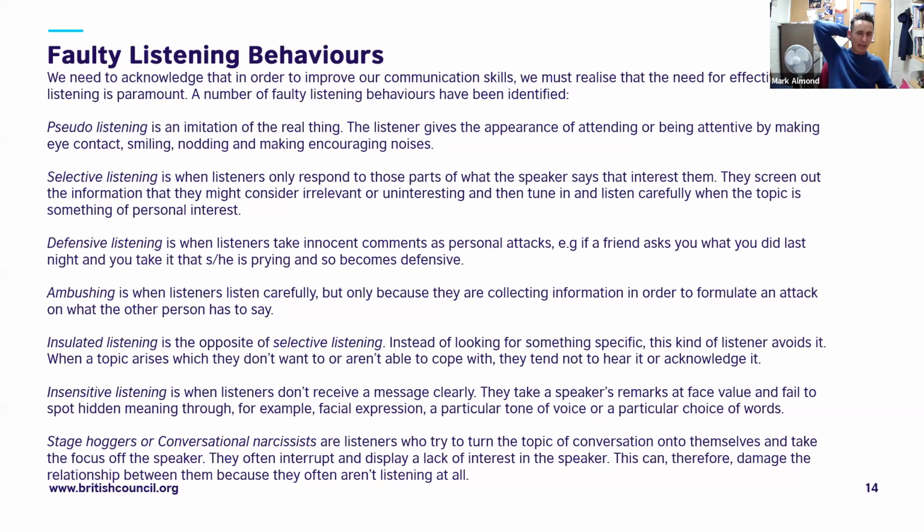So this refers back. You don't have to read, please don't read this whole slide. There's too much language there. I've committed the worst PowerPoint sin there is by having a cluttered slide. But this is just something that I use with my students, and they are brief descriptions of those listening behaviors that I mentioned earlier. So there's pseudo listening, selective listening, defensive listening, ambushing, insulated listening, insensitive listening, and stage hoggers. Hopefully this PowerPoint presentation will be available to you, so you can refer back to it.